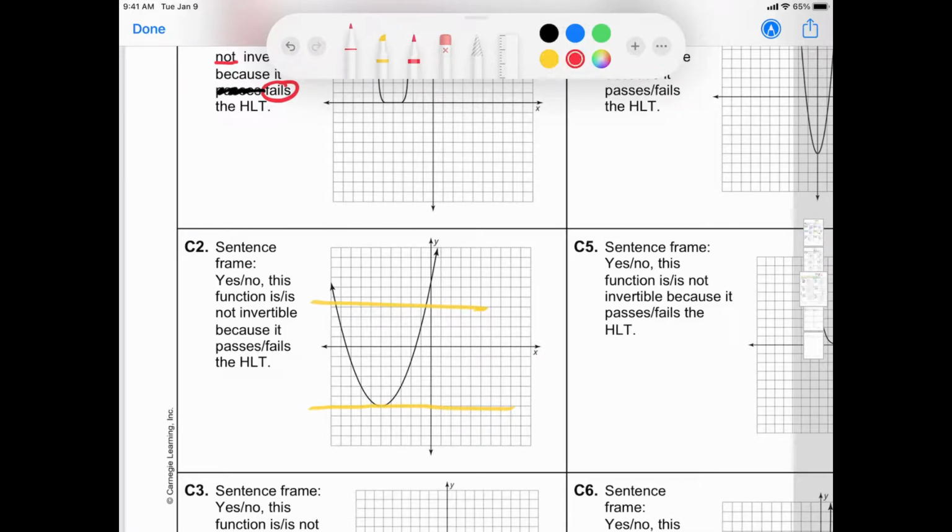And I do want to note that at this point right here, it actually passes. But it has to pass at every location, and this part it fails. So no, this is not invertible because it fails the vertical line test. You can't take the inverse.